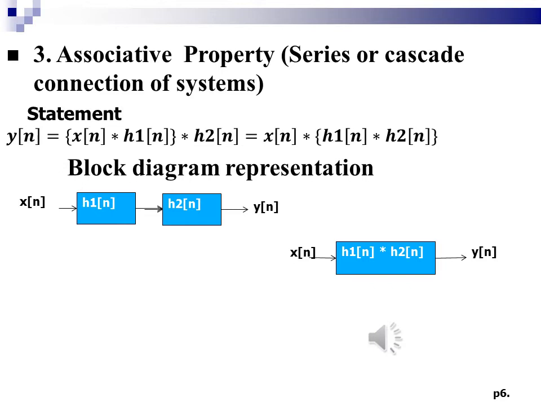Now this can be replaced by a single system, and what will the output of that system be? It is x of n convolved with, and what should be in the bracket? h1 of n convolved with h2 of n. So the statement is y of n is equal to x of n convolved with h1 of n, this whole bracket convolved with h2 of n, is same as x of n convolved with bracket h1 of n convolved with h2 of n. So this is the statement of associative property. Again I am repeating, statements are not that important. What is important is what conclusion we have taken from it, or what meaning we understand from it.